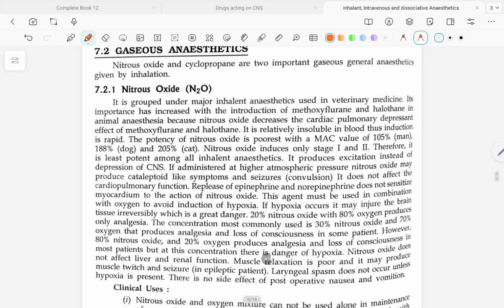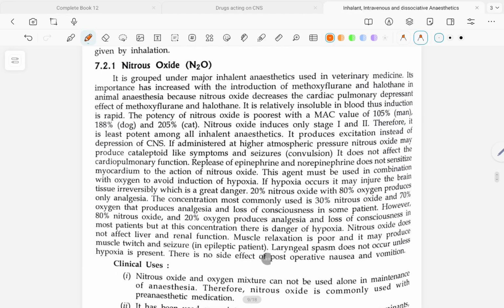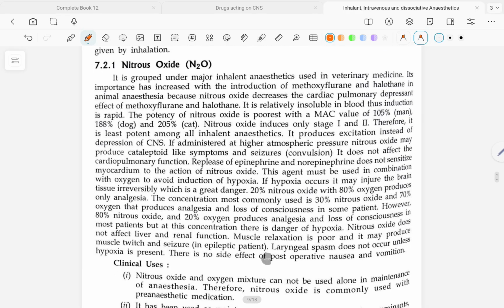Nitrous oxide, N2O. It is grouped under major inhalant anesthetics used in veterinary medicine. Its importance has increased with the introduction of methoxyflurane and halothane in animal anesthesia, because nitrous oxide decreases the cardiopulmonary depressant effect of methoxyflurane and halothane. It is relatively insoluble in blood, thus induction is rapid.